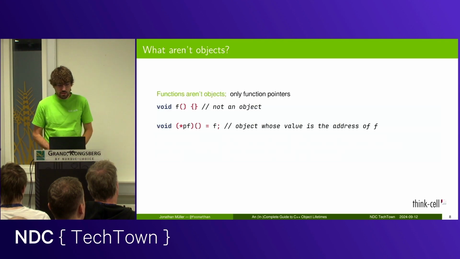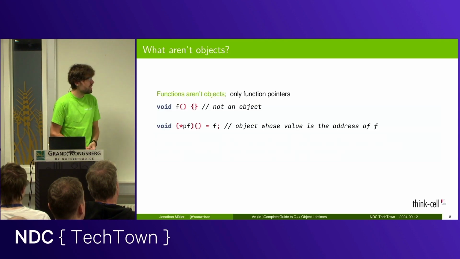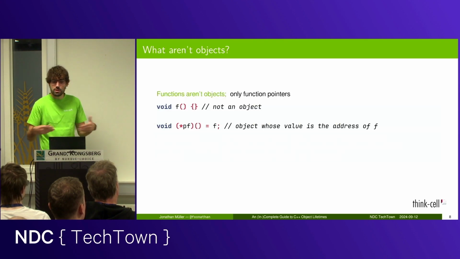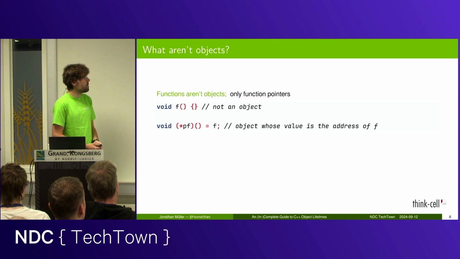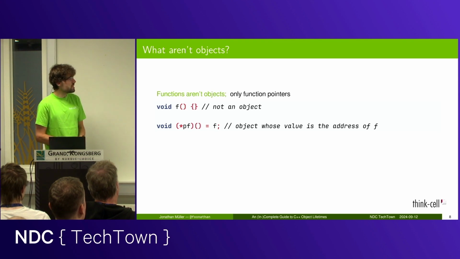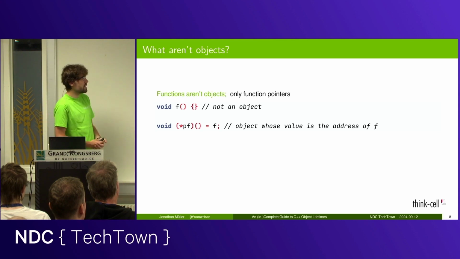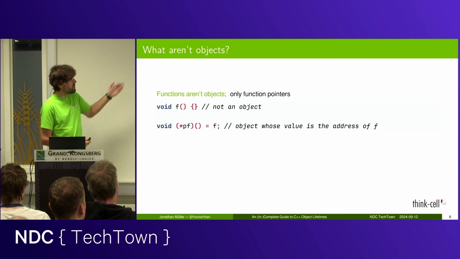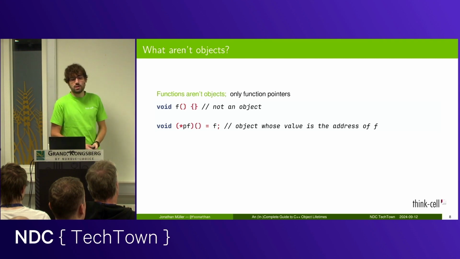Now it's important to point out that, for example, functions aren't objects. Even though a function has some storage logically on your CPU, they are not objects in the terms of the C++ standard. So a function f isn't an object, but they can be implicitly converted to function pointers, which themselves can become objects. Right? So f isn't an object, but fp, which is a pointer to f, is an object.